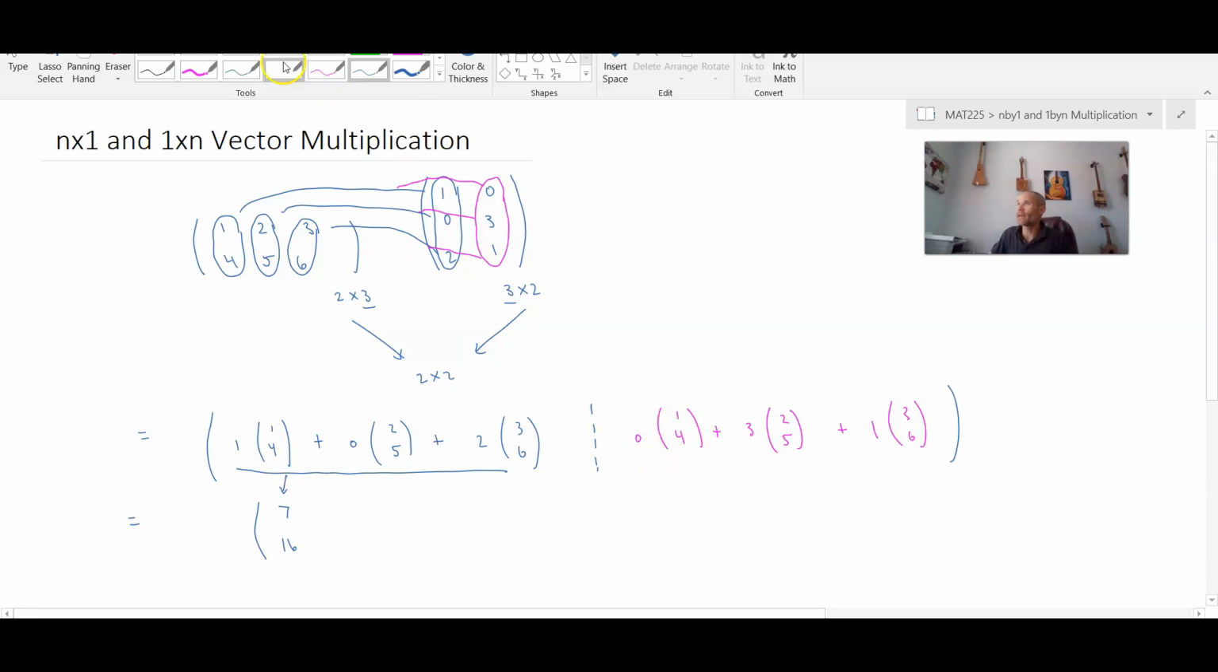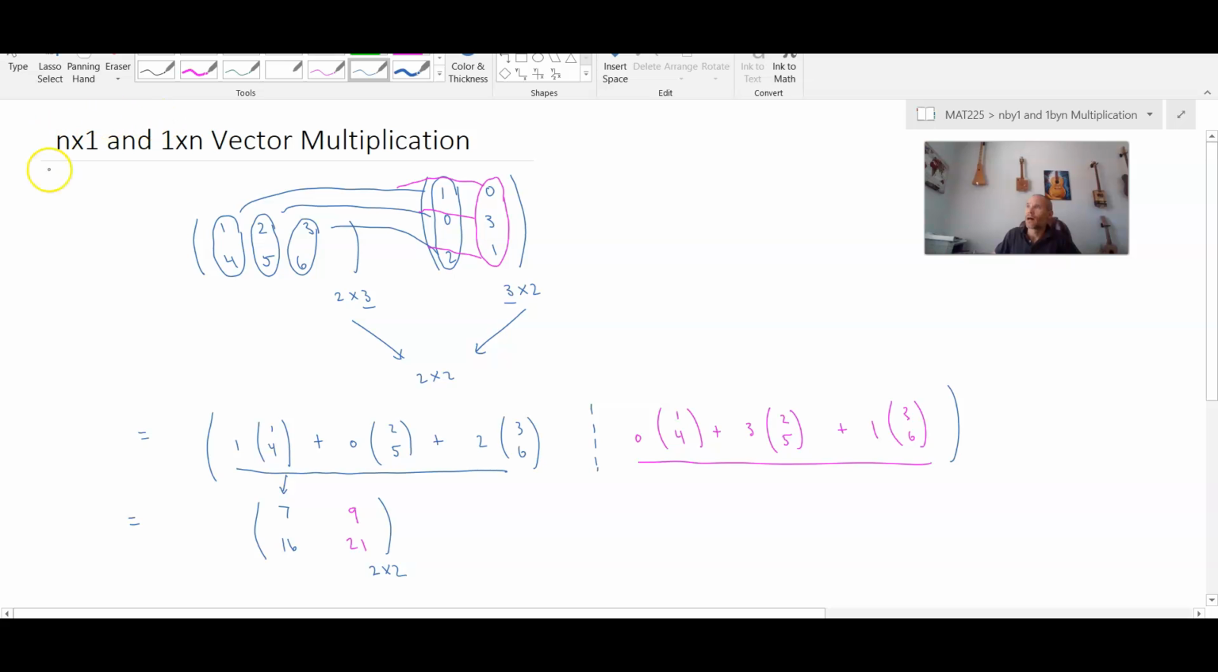Now I'll repeat the same thing for this set here. 0 times 1 plus 3 times 2 plus 1 times 3 will give me 9. 0 times 4 plus 3 times 5 plus 1 times 6 will give me 21. And so there is our final 2 by 2 matrix.